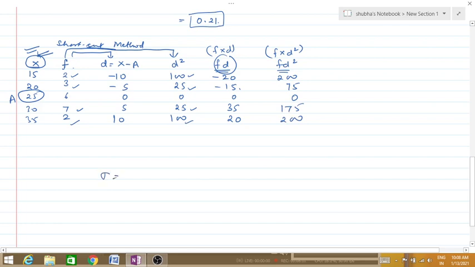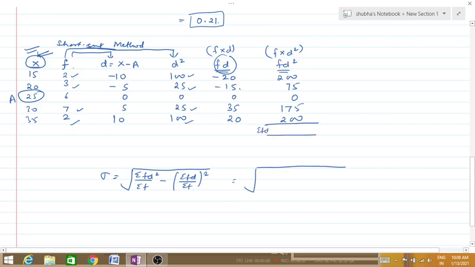Writing the formula here, standard deviation is equal to square root of sigma fd square over sigma f minus (sigma fd over sigma f) whole square. By putting the values in it, first we have to take the total of sigma fd square and sigma fd and sigma f. Sigma f we have calculated in the previous question also, it was 20. Sigma fd is 20, and sigma fd square here is 650.